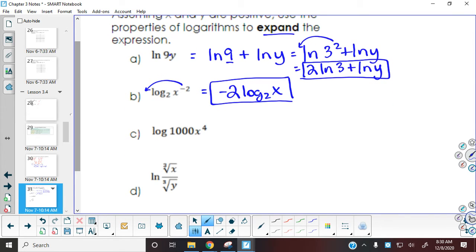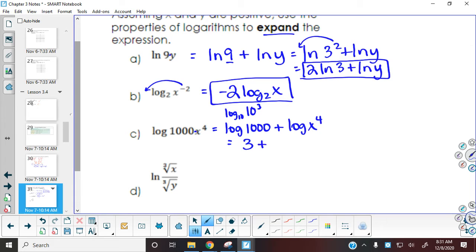Now, part C has several different things going on. If you take a look at this, we can go ahead and split this, so we have log of 1,000 plus log of x to the 4th. Now, log of 1,000 simplifies to just be 3, because this is really log base 10 of 10 to the 3rd power, and so the log base 10 and the base of 10 cancel, so that's where the 3 comes from.